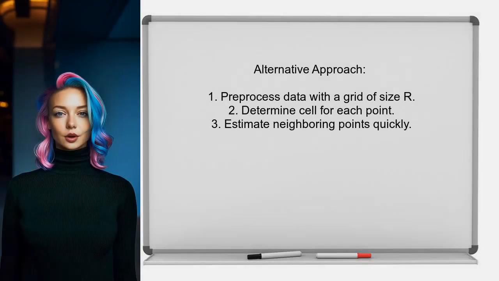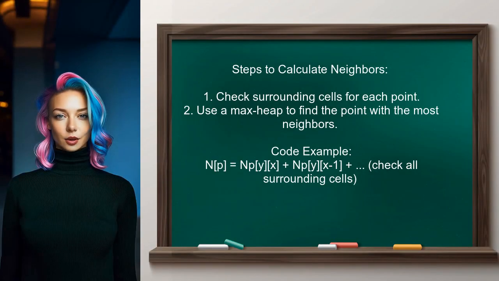An alternative approach to finding the point with the most surrounding points involves pre-processing your data. First, create a grid with cells sized according to your radius. Then, for each point, determine which cell it belongs to. This allows you to quickly estimate the number of neighboring points. For each point in the grid, you can calculate the number of neighbors by checking the surrounding cells.